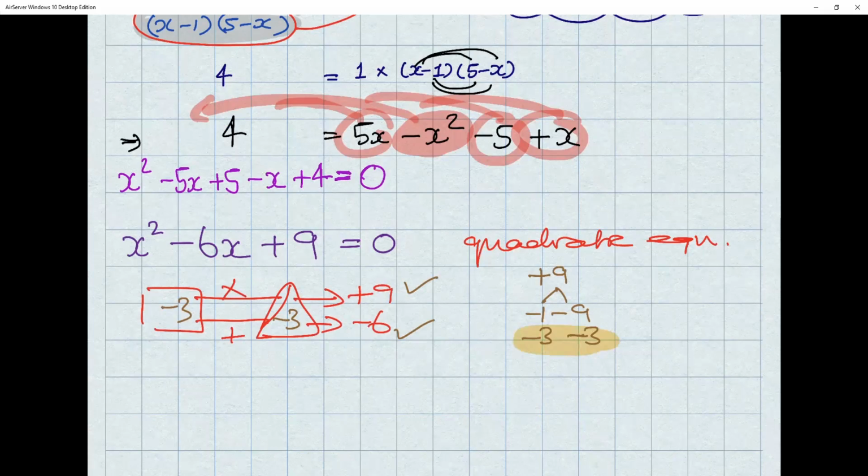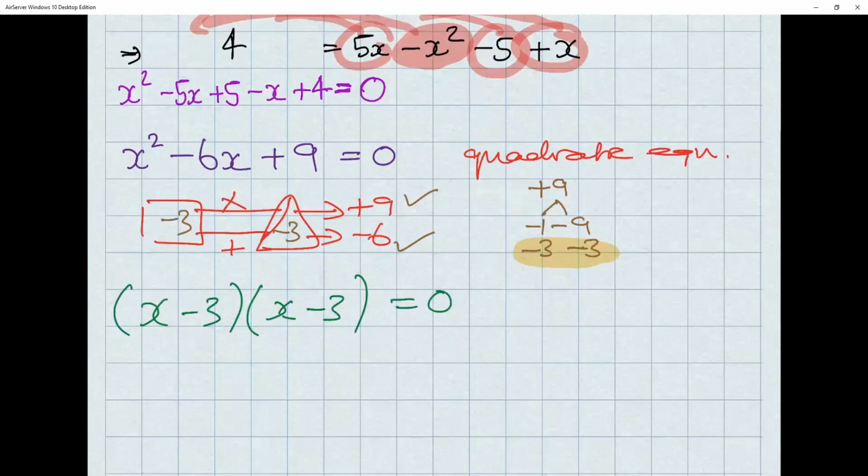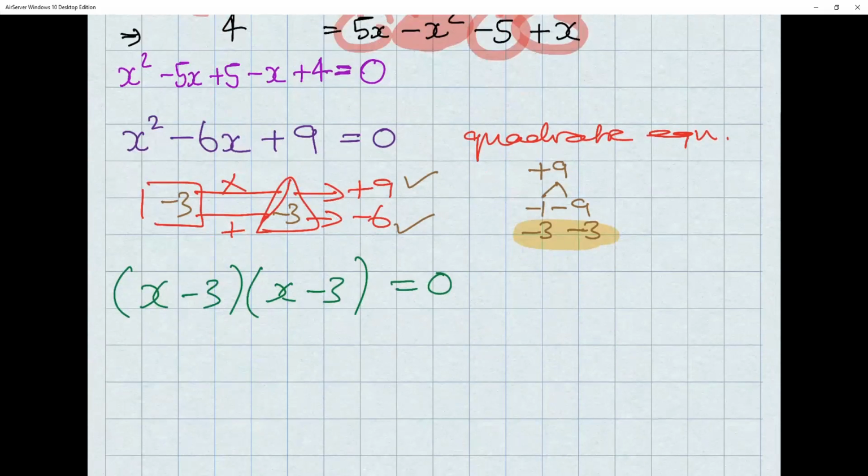Fantastic. Let's now put these into our brackets. So it'll be x minus 3 and x minus 3. Fantastic. Now we've factorized the equation, but can you now go one extra step and solve it for me, please? It'll be x equals plus 3 and x equals plus 3.